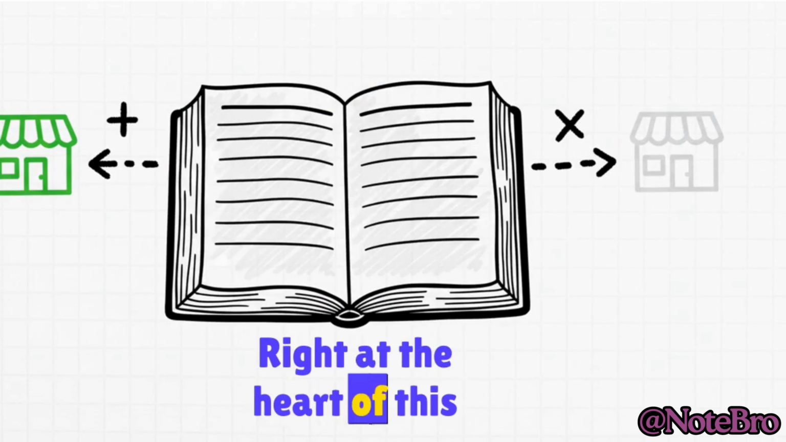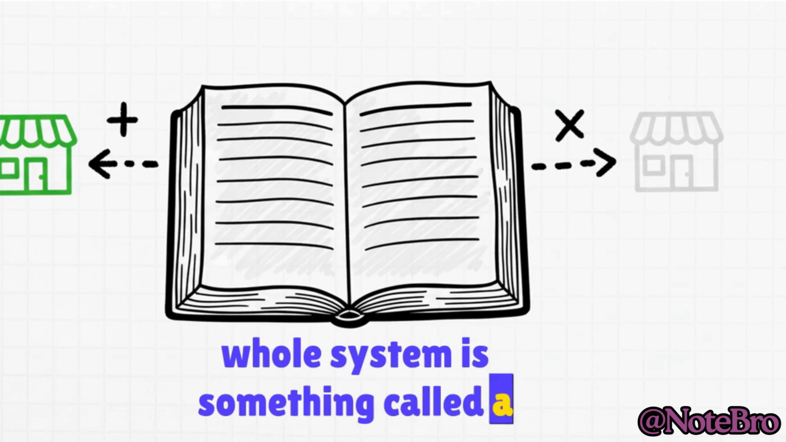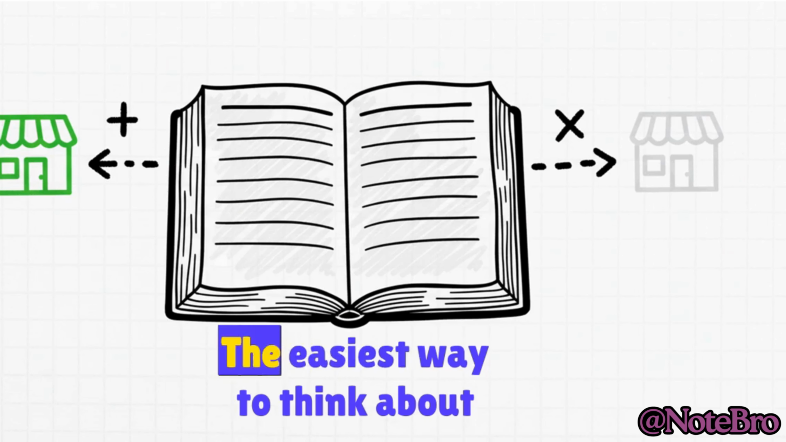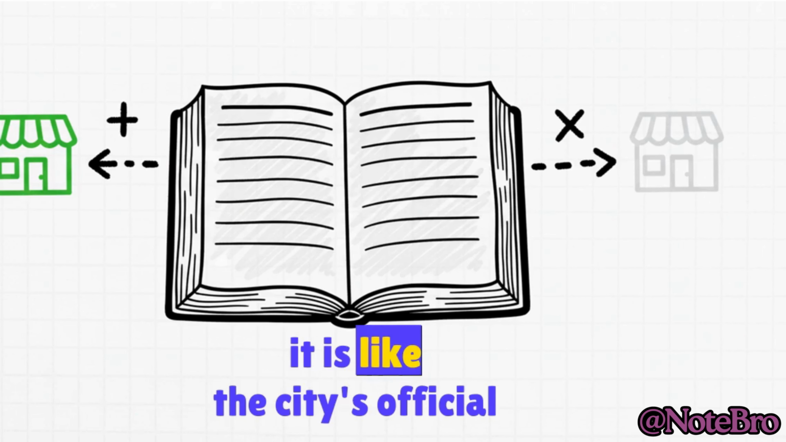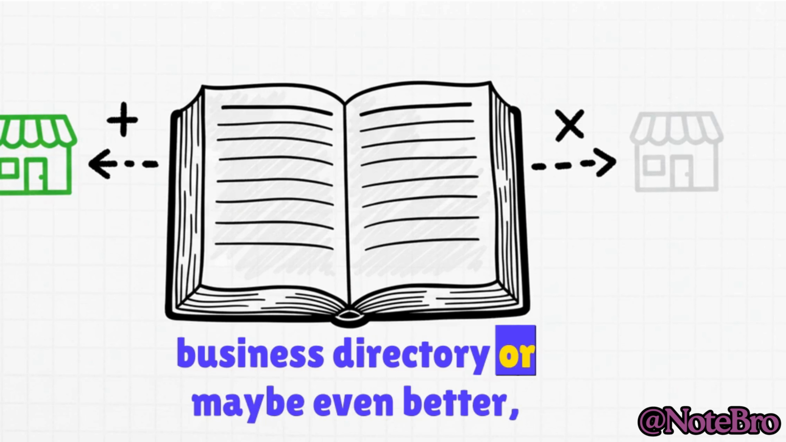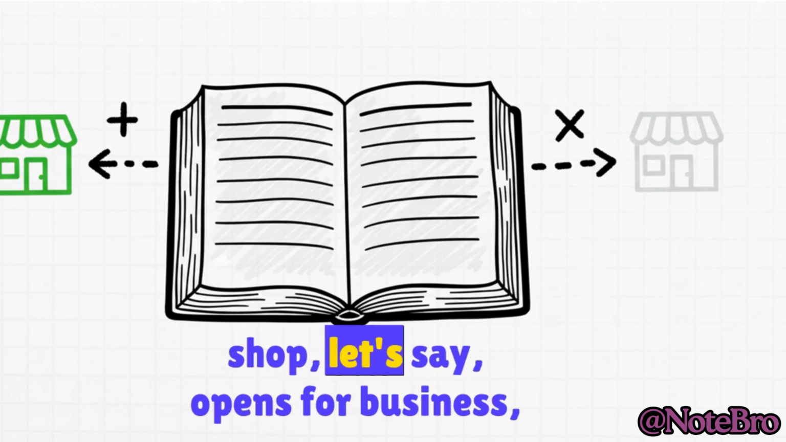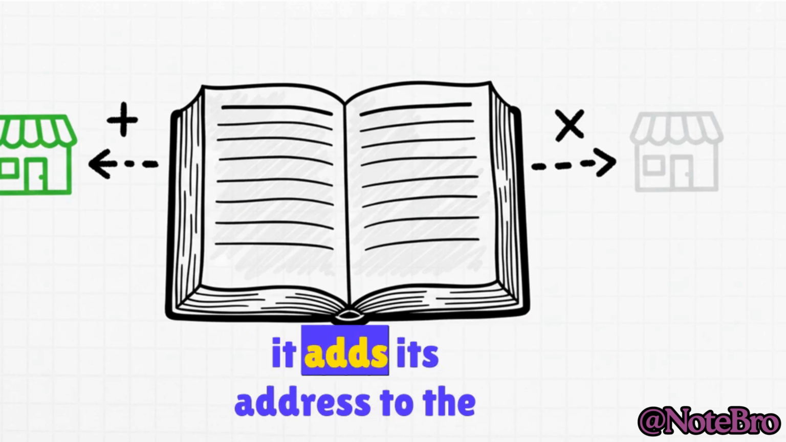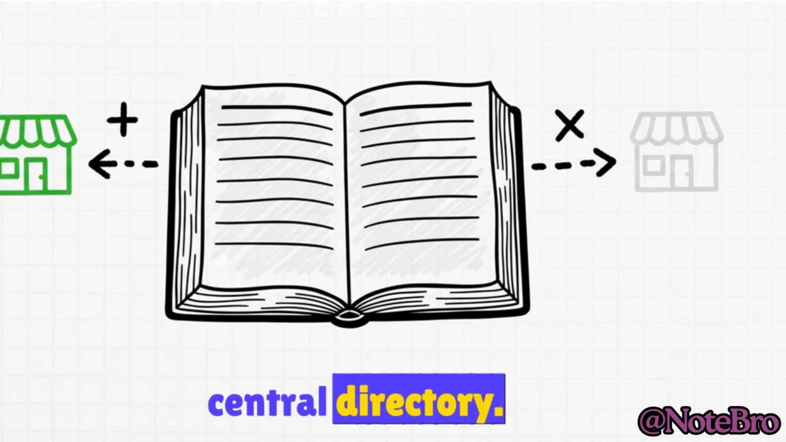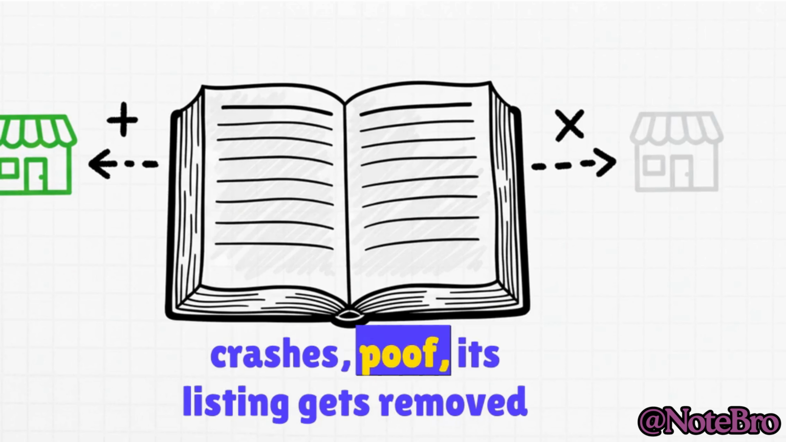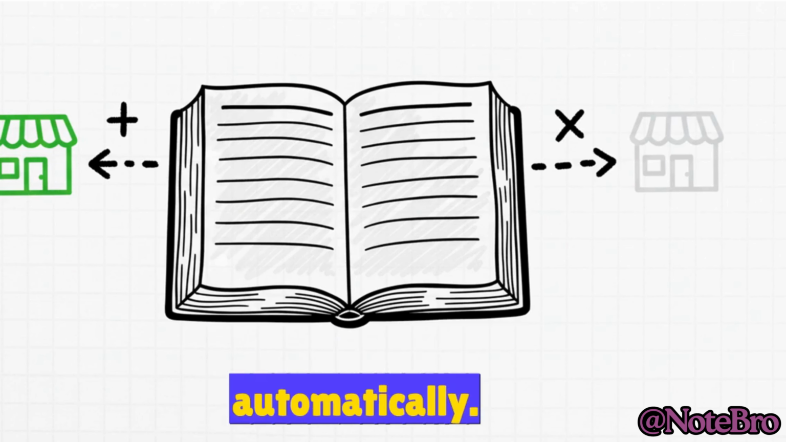Right at the heart of this whole system is something called a service registry. The easiest way to think about it is like the city's official business directory, or maybe even better, it's Google Maps. When a new service, a new shop, let's say, opens for business, it adds its address to this central directory. And if it closes down or crashes, poof, its listing gets removed automatically.